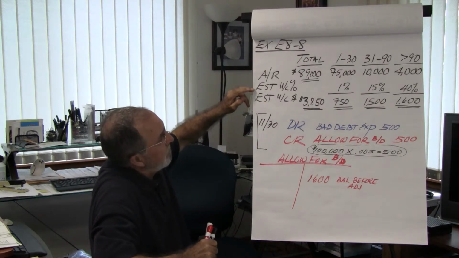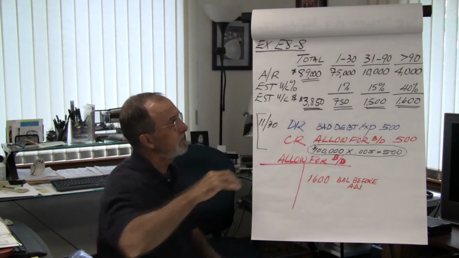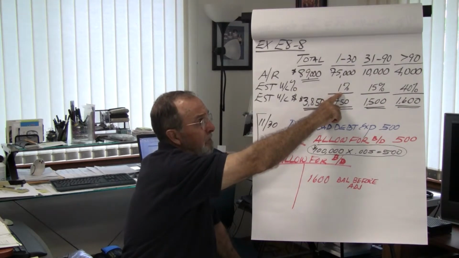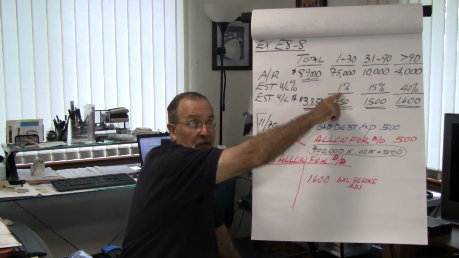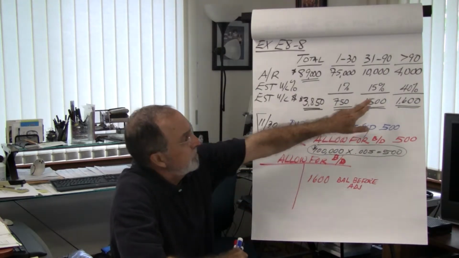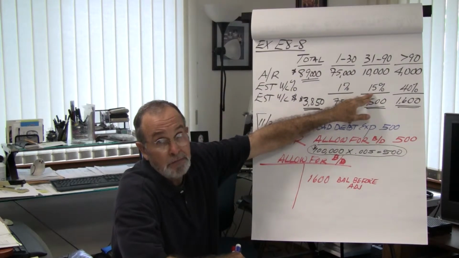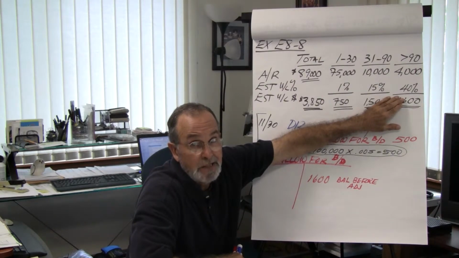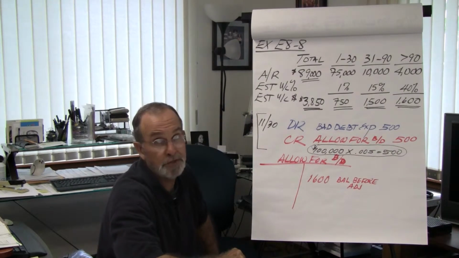The second line is the estimate of uncollectible percentage. So again, based on historical data, for our 1 to 30 day aging bucket, we estimate 1% of that amount may be uncollectible. For our 31 to 90 day aging bucket, we estimate 15% may be uncollectible. And for our oldest aging bucket, over 90 days, we estimate 40% of that amount may be uncollectible.